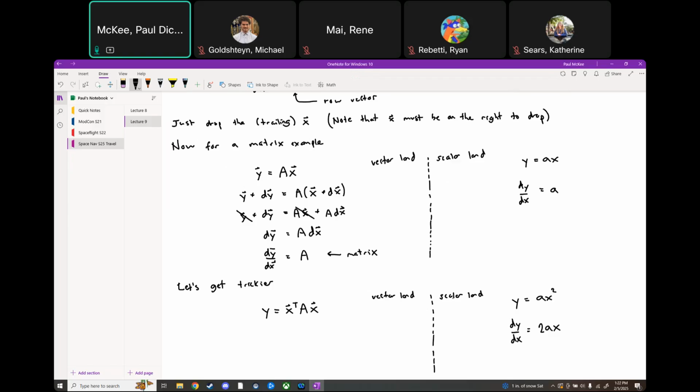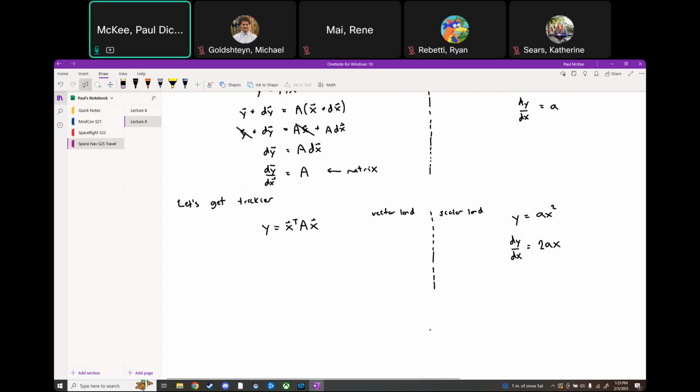So based on that, there's probably going to be some relationship over here where this looks like maybe 2ax, but then we learned we dropped the thing on the right, so maybe it's like 2x transpose A. It's going to be similar to that. We'll see in a moment here.